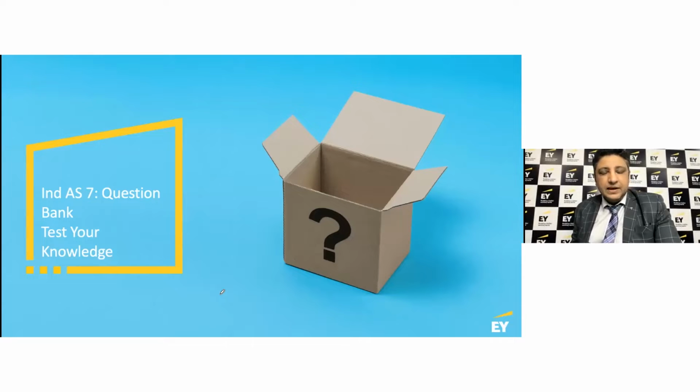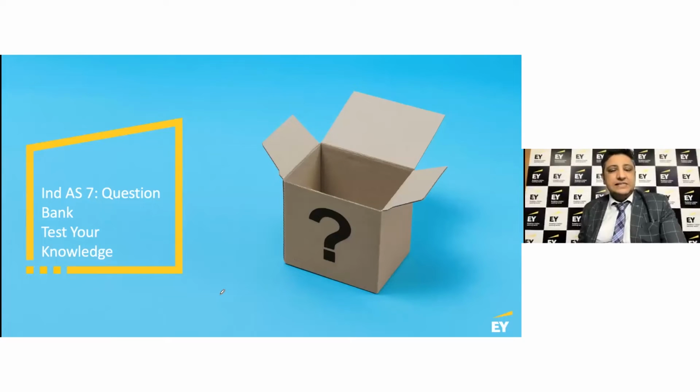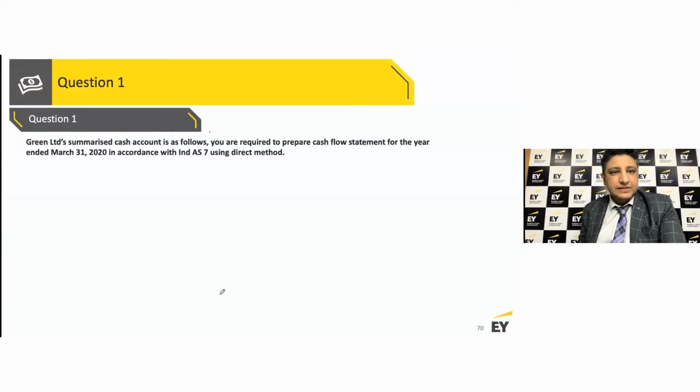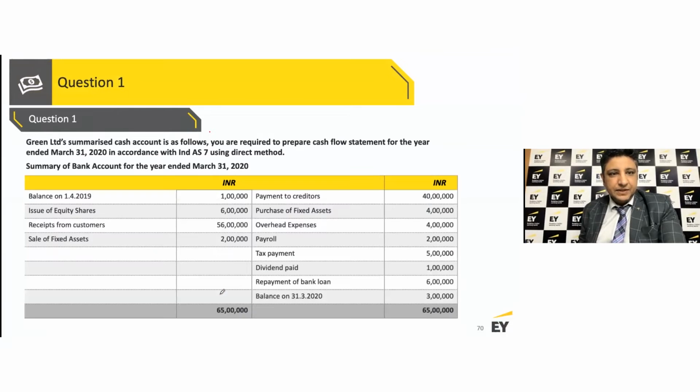Hi, everyone. We've dealt with the concepts under Ind AS 7, which is statement of cash flows. We would now like to test those concepts with the help of questions to test our knowledge and understanding of the standard. We are provided with this question, which says that Green Limited's summarized cash account is as follows. You are required to prepare a cash flow statement for the year ended 31st of March 2020, using the direct method. Importantly, it's a direct method.